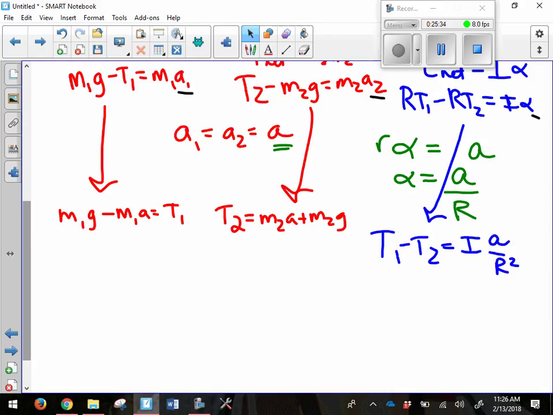Multiple steps here. Okay, you with me? All right. So what I'm going to do is substitute in for T1 and T2 in that equation. And then everything that I have will just be a function of the masses, the rotational inertia, the radius of the pulley, which are all things that I know, and my only unknown is A.